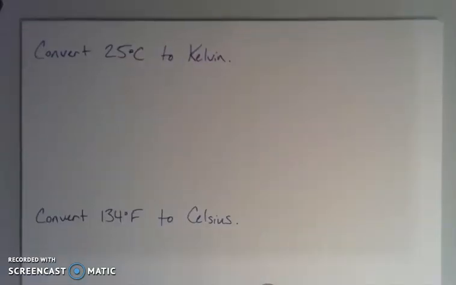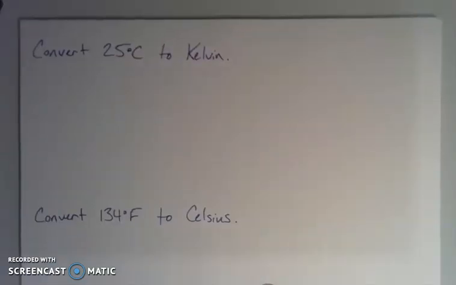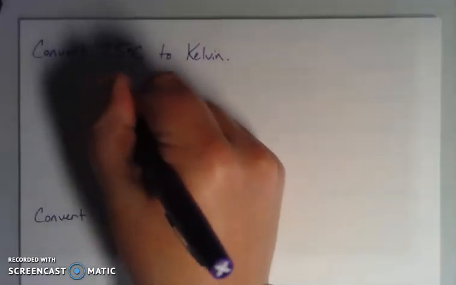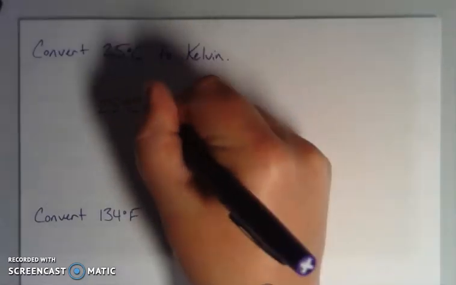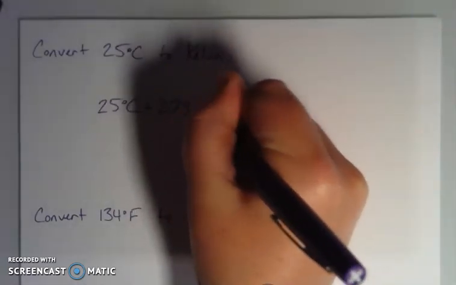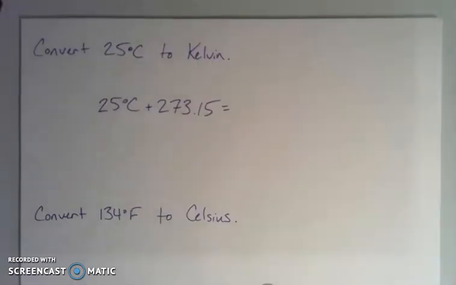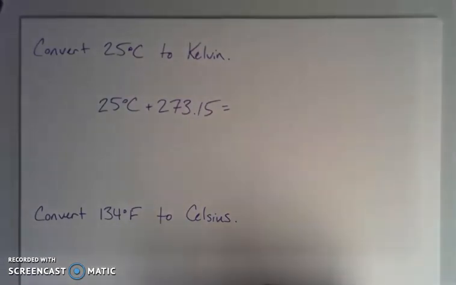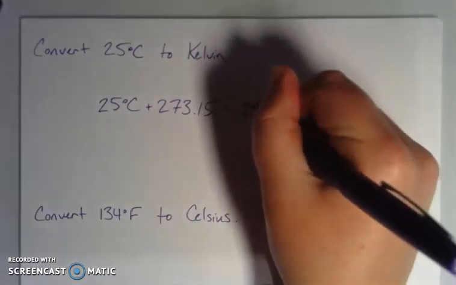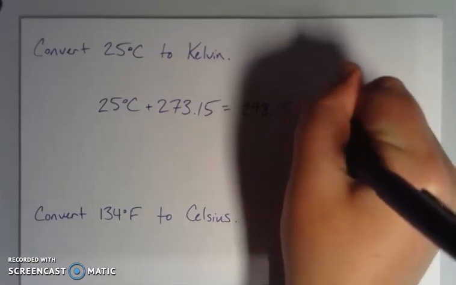All right, so if we're going to convert 25 degrees Celsius to Kelvin, we said this is the easiest one. We're going to be adding our 273.15, that's our magic number. And when we add this, we get 298.15 Kelvin.